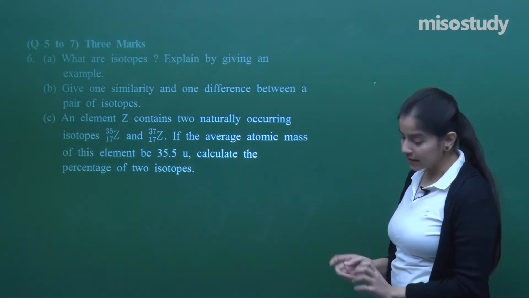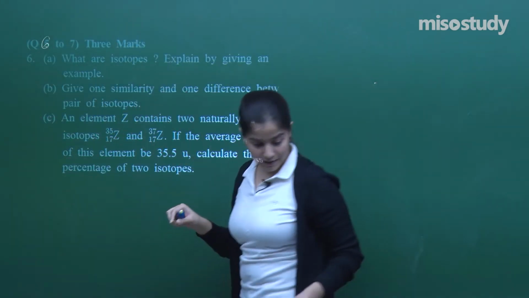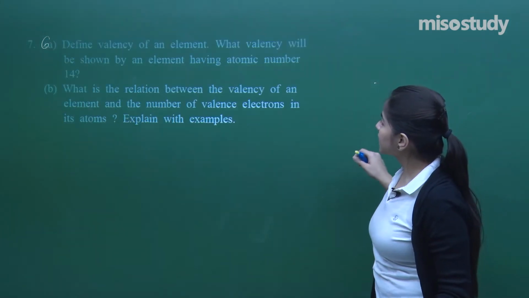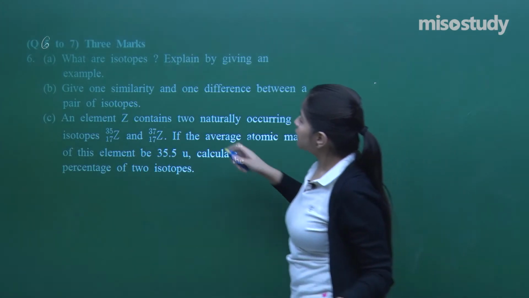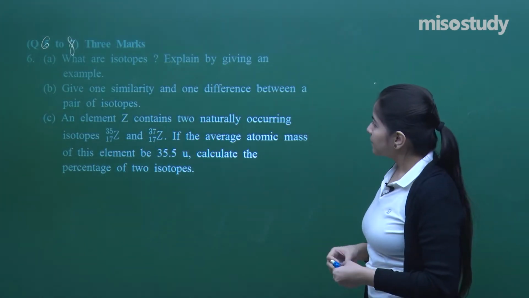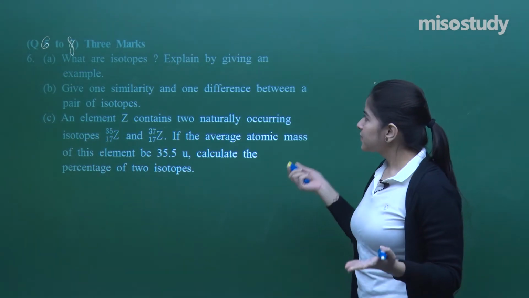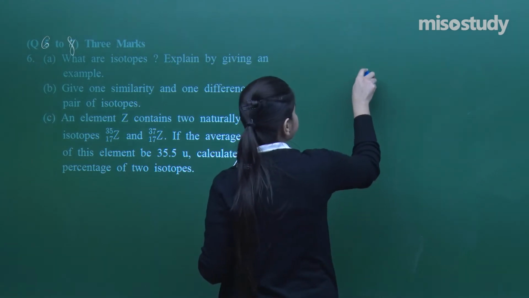Question number 6. Now, again you need to make a correction here. Let me just check what all questions have 3 marks. Okay, question number 6 to 8 will be of 3 marks. Fine. Part A: What are isotopes? Explain by giving an example. Okay, let's take up the example here.